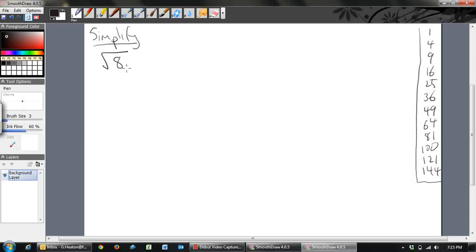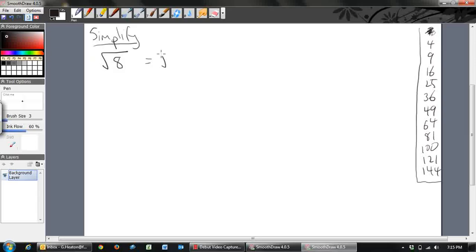Okay, what are the numbers in this list that go into 8? So think about the factors of 8, the numbers that multiply together to make 8. Can you find something in this list? Now 1 is a bit naff, we don't care about 1, it doesn't really help us, so let's think about it. Does 4 go into 8?